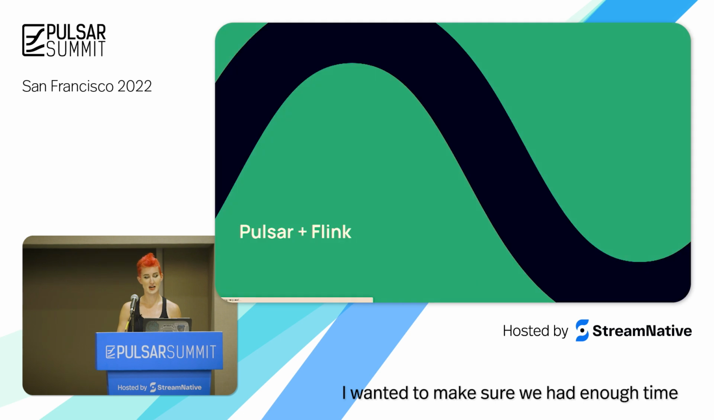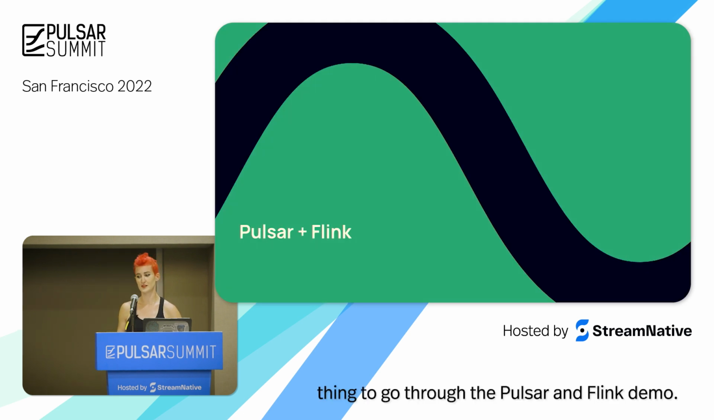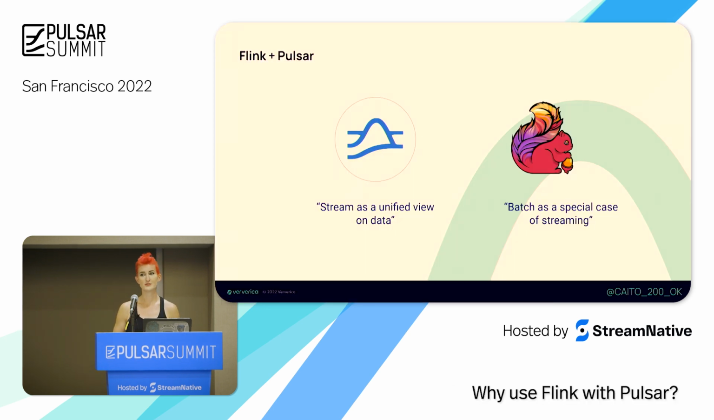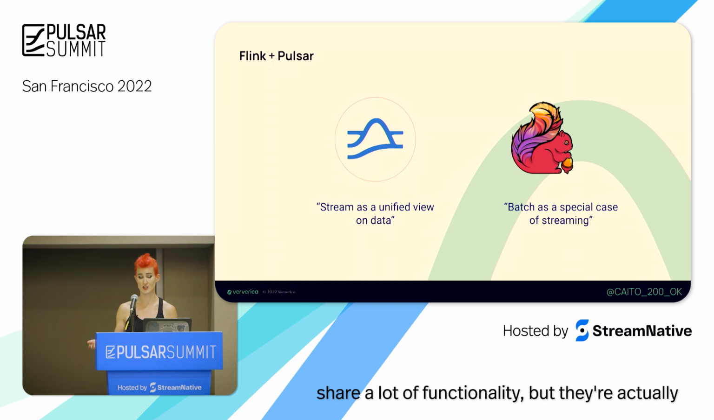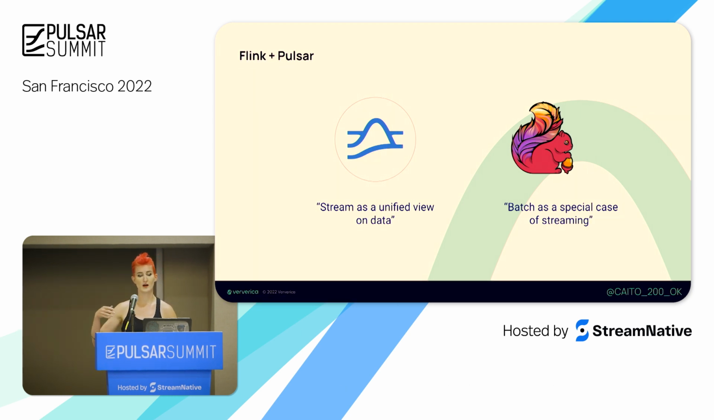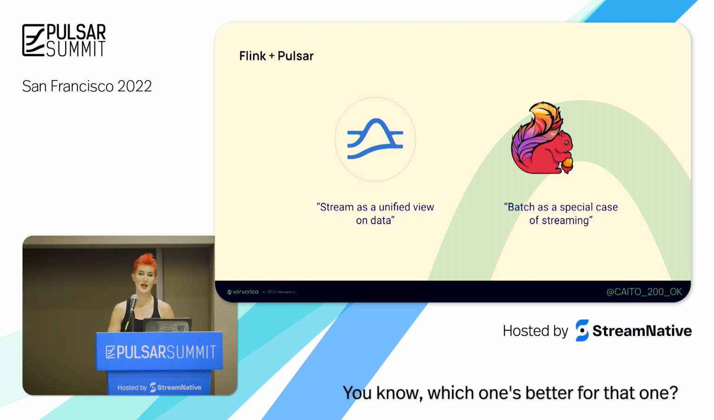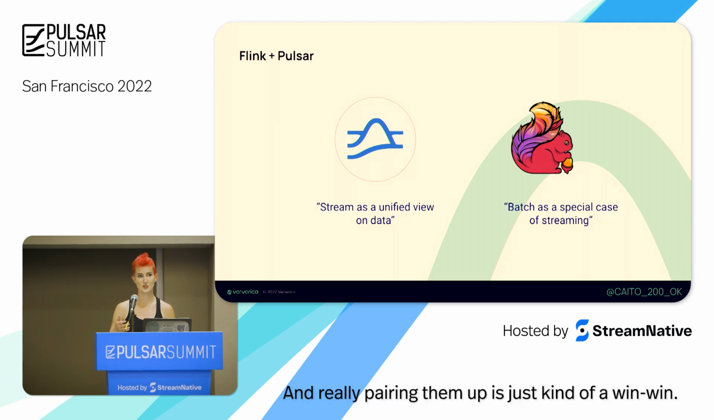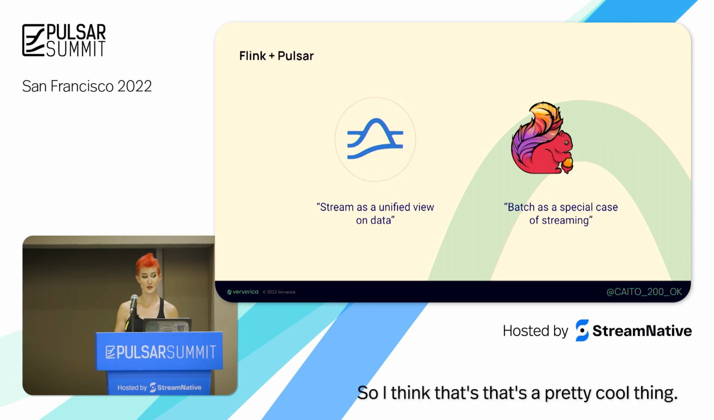I wanted to make sure we had enough time after the AV thing to go through the Pulsar and Flink demo. And so taking a quick step back, why use Flink with Pulsar? We get this question a lot, particularly because Flink and Pulsar do share a lot of functionality, but they're actually very complementary. A lot of people ask, which is better to use in this scenario? Which one's better for that one? And really, pairing them up is just a win-win. So I think that's a pretty cool thing.